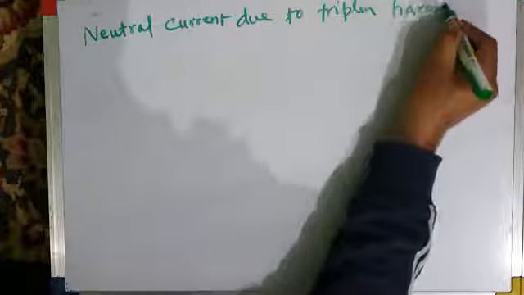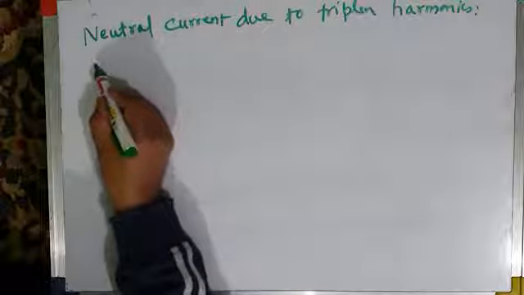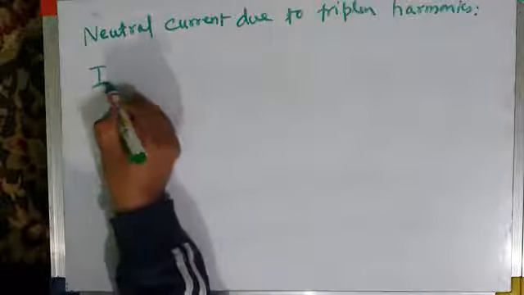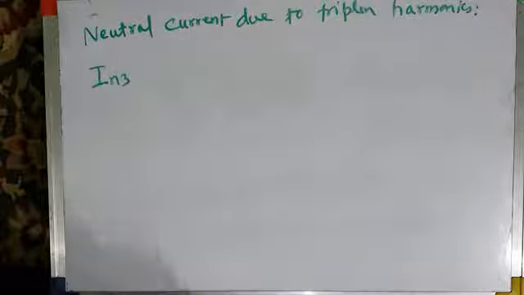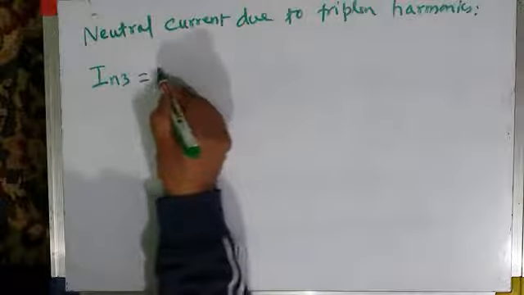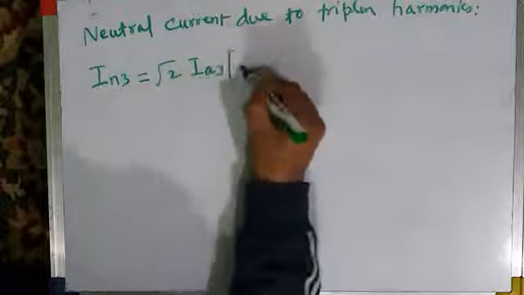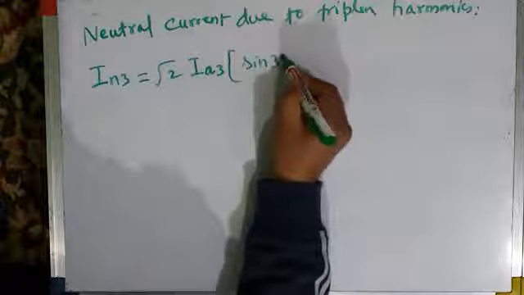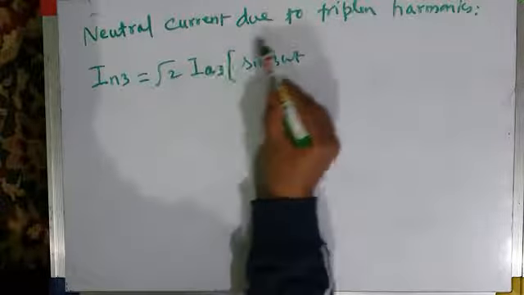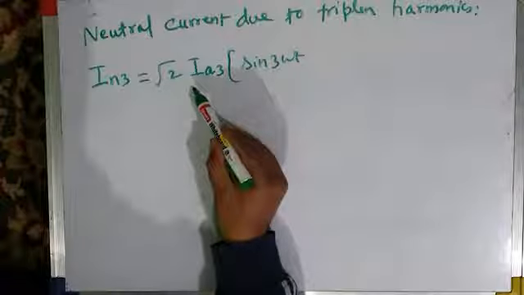Neutral current due to triplen harmonics. What is the first triplen harmonic? The third harmonic itself. So that is I_N3, which is equal to root 2 I_A3 sine 3 omega t. That is the third harmonic component of current flowing in line A.